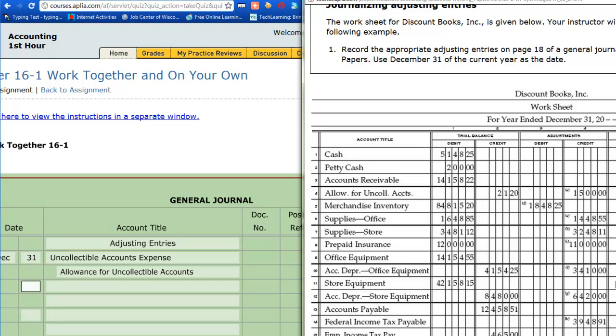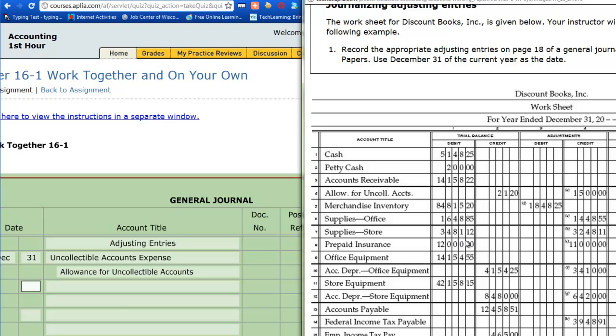Well, it's not merchandise inventory. Well, you know what? I had the first one wrong, because supplies office is A. No, uncollectible accounts is right. No, uncollectible accounts is not correct. According to us, it is. They both look like A. They do. All right, well, the one that actually is marked as A is going to be supplies office. Supplies store is marked as B. Prepaid insurance is C. D is merchandise inventory, and E is allowance for uncollectible accounts.